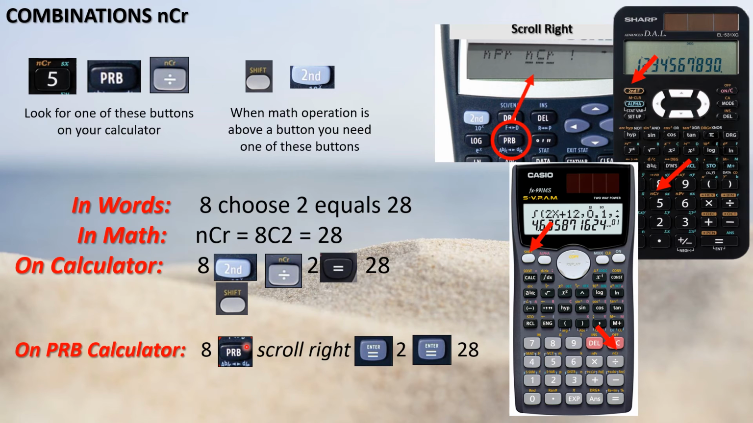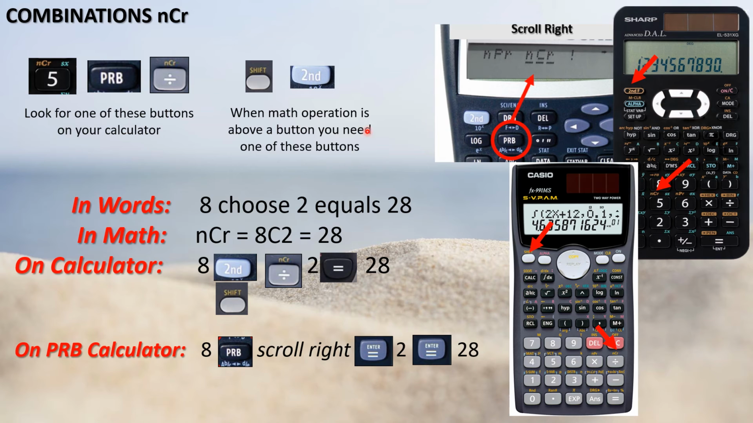Now, if you have a PRB button, then you're going to be looking for your 8. You're going to hit your PRB. You're going to scroll right, and you can see here, here's that NPR, NCR, and your factorial sign. Scroll until you get to the NCR being underlined. Hit enter. Now hit your 2, hit equals, and you should get 28.